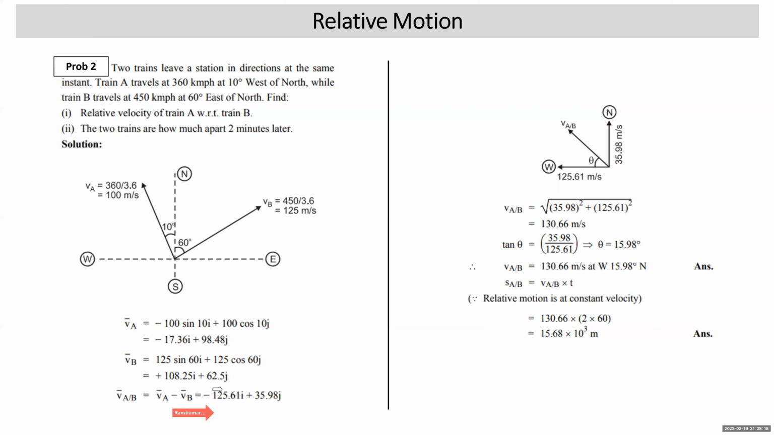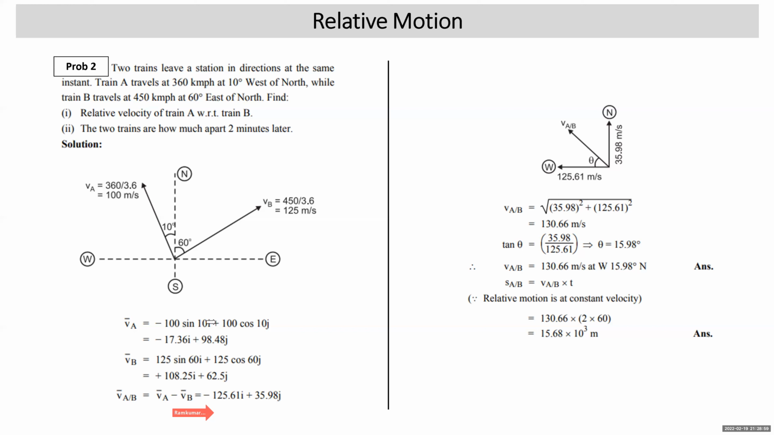So as its i coefficient is negative, that means it is to the left. j coefficient is positive, means it is upward. So we have shown them in the correct directions. At the same time, we understand this is north direction and this is west direction, as per the north, south, east, west convention. Velocity of A with respect to B is square root of 35.98 square plus 125.61 square. So 130.66 meter per second. Tan theta is 35.98 upon 125.61. Theta is 15.98. So velocity of A with respect to B is 130.66 meter per second at west angle theta 15.98 degree north.